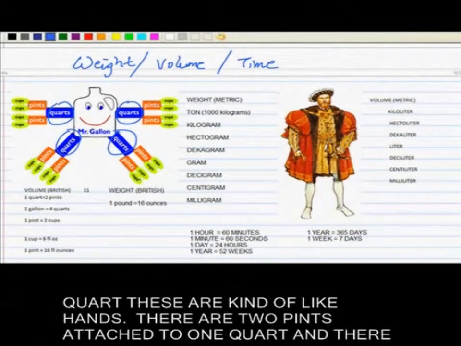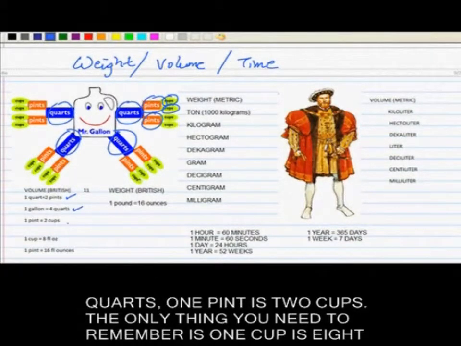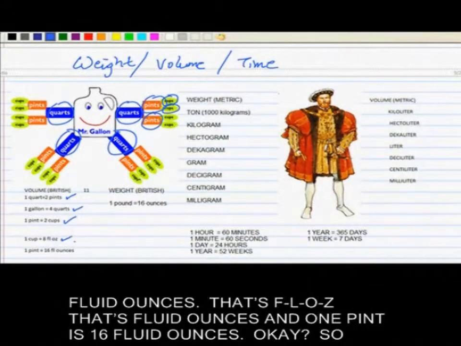Each quart, these are kind of like hands. There are 2 pints attached to 1 quart. And there are 2 cups attached to 1 pint. So 1 quart is 2 pints, 1 gallon is 4 quarts, 1 pint is 2 cups. The only thing you need to remember is 1 cup is 8 fluid ounces.